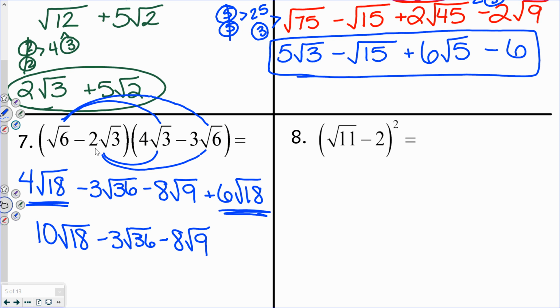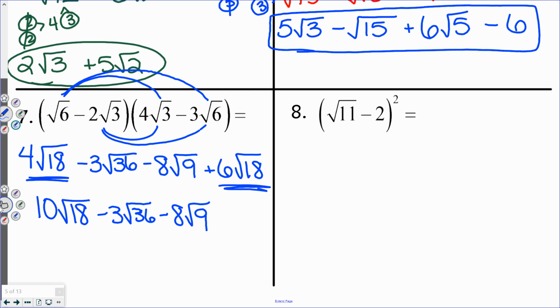All right. So I did put my like stuff together, but can I simplify my final answer still? Yeah, I still need to finish simplifying. Yep. Those darn factor trees, they come back constantly, don't they? So 6 and 3, 3 and 2. So we have a pair of 3s times the 10 out in front, 30 radical 2. Okay. Next one, square root of 36 is 6 times the negative 3, negative 18. Square root of 9 times the negative 8.